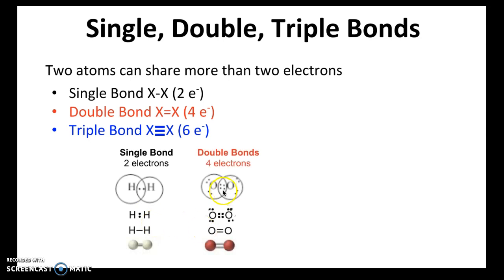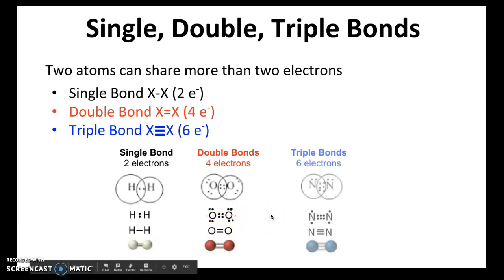In a double bond, like here shown with the O2 or oxygen molecule, you can see that there are 1, 2, 3, 4 dots or electrons between the 2 oxygen atoms. And we draw the bonds as 2 separate lines. And then, of course, for the triple bond, there are 6 electrons shared between them. So 1, 2, 3, 4, 5, 6. And again, we can show that as 3 lines there.